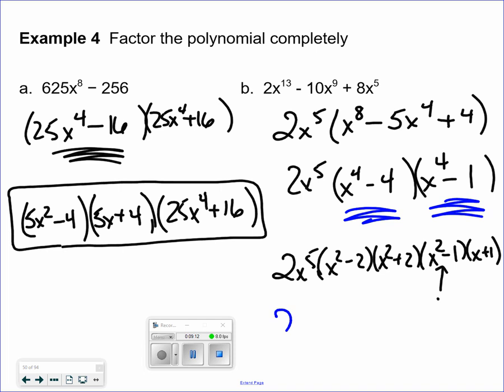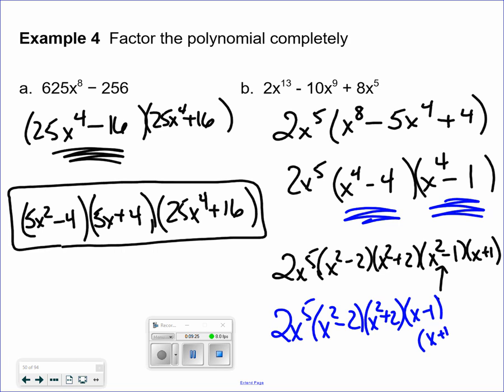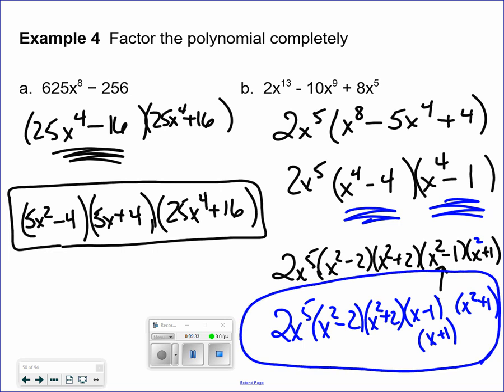So our final answer, 2x to the 5th. I have an x squared minus 2 that is not perfect squares. I have an x squared plus 2 that again is not perfect squares. I have an x squared minus 1, which is x minus 1 and x plus 1. And then I have a last one of x squared plus 1. Sorry, I didn't have the squared in there. And that is factored completely. So we are factoring this down to the smallest factors that we can possibly make.